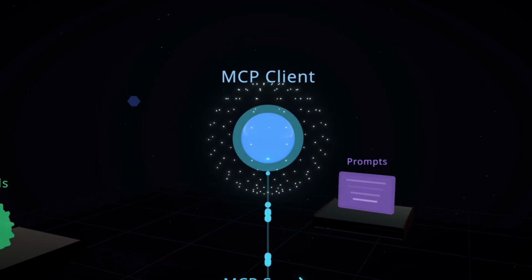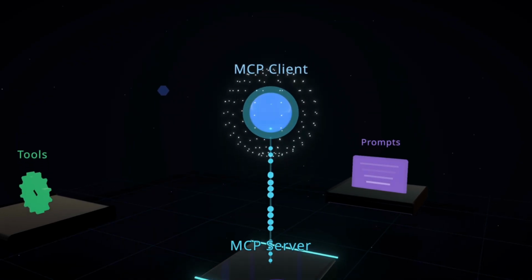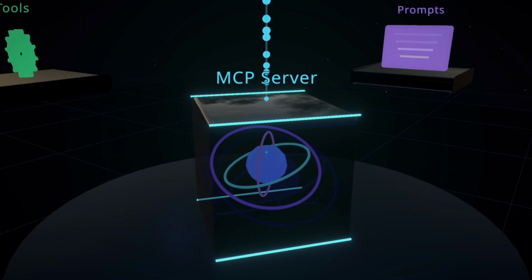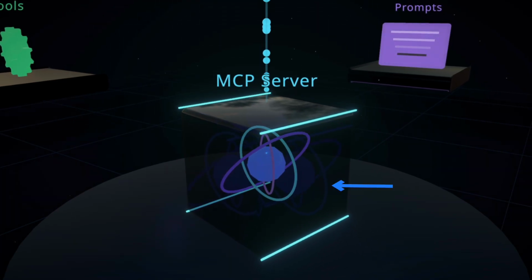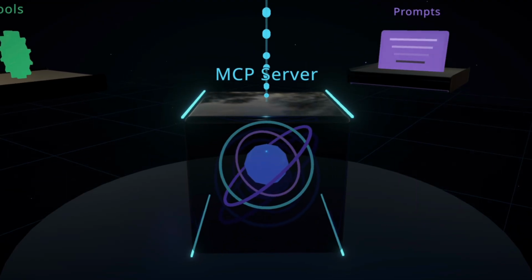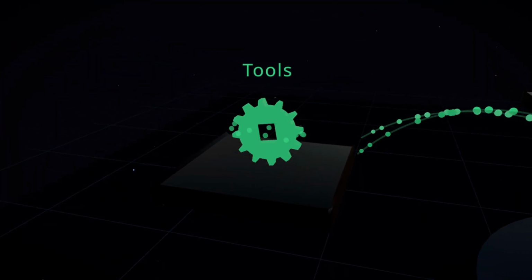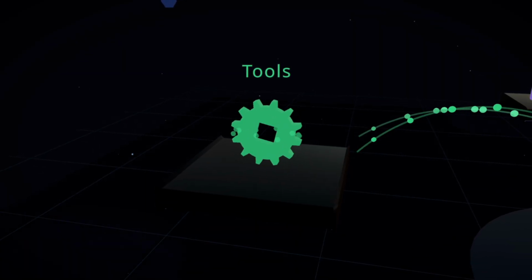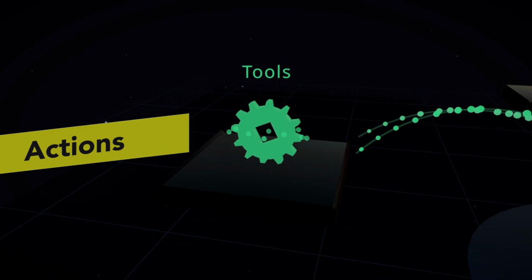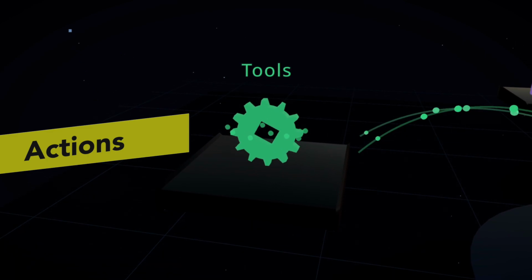So the first time an MCP client sends a request to the MCP server, the MCP server has the core logic in it. You can see there is a ball that is rotating around, so it means it has all the core logic in it. And what your MCP server will do is see what tools it has. Tools means the actions that it can perform, and it will tell your MCP client, these are the actions that I'm able to perform.